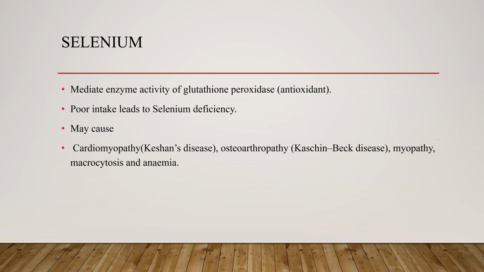Selenium mediates enzyme activity of glutathione peroxidase, which means it's also an antioxidant. Remember we said one of the vitamins is an antioxidant, I think vitamin E. Also selenium is an antioxidant. Poor intake leads to selenium deficiency. It happens mostly in poor countries and in very poor people. It may cause cardiomyopathy, which is Keshan disease, or osteoarthropathy, which is Kashin-Beck disease, and myopathy, microcytosis, and anemia.